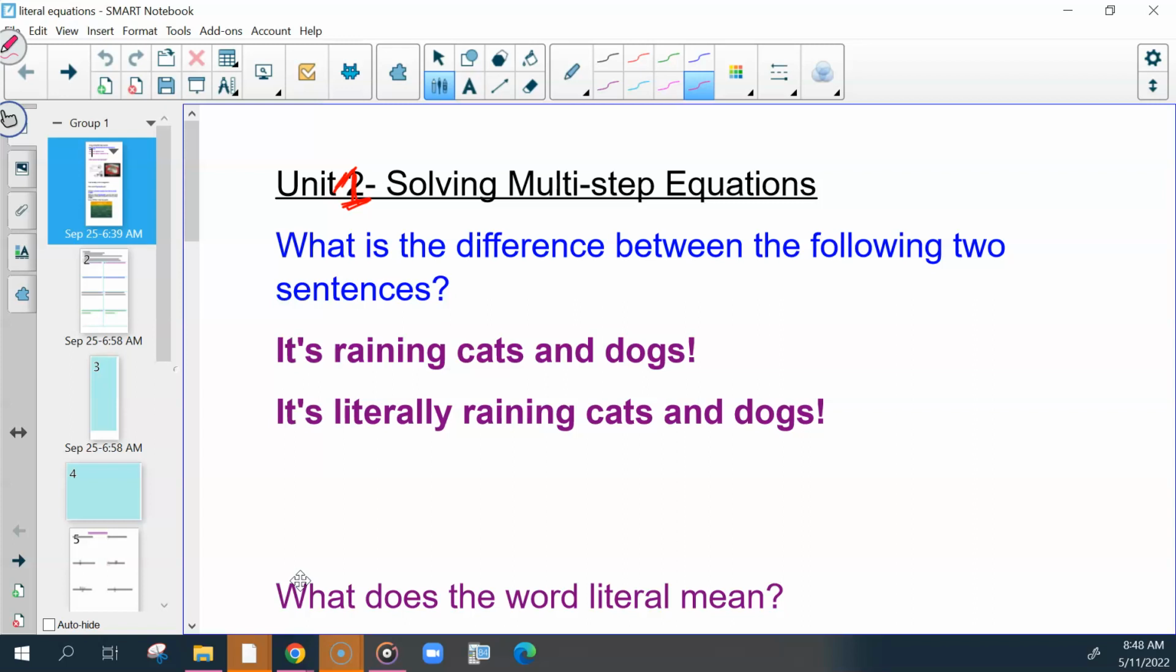This is just so you understand what literal means. If I ask you what's the difference between these two sentences, it's raining cats and dogs, and it's literally raining cats and dogs, what is the difference? Literal means it's actually doing that. So there would be actual cats and dogs falling from the sky. It's raining cats and dogs is just an expression.